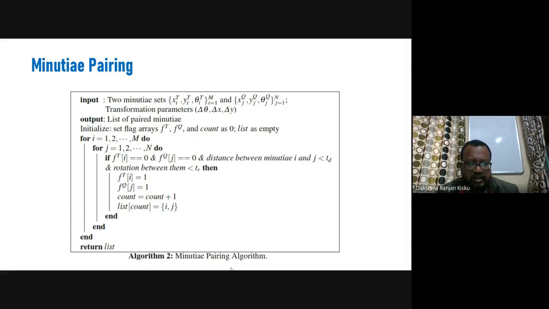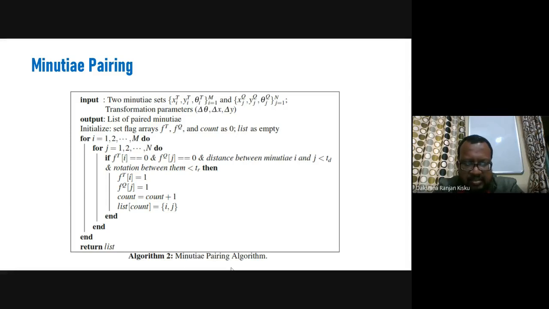Now, initially, we will set the flags for the first minutiae set as well as for the second minutiae set. Okay. And we will take another variable, count, as zero, and list as empty. So this list will give us the paired minutiae points. So we can write for i equals 1 to m, for j equals 1 to n, and we are making this flag zero.